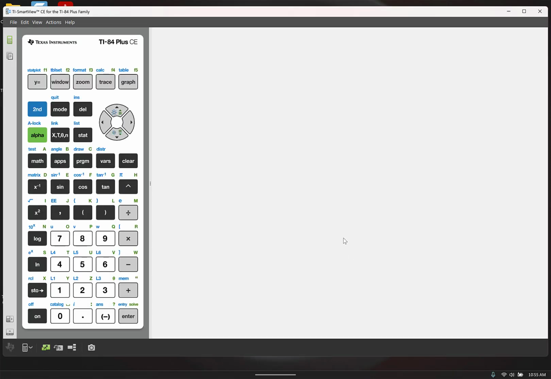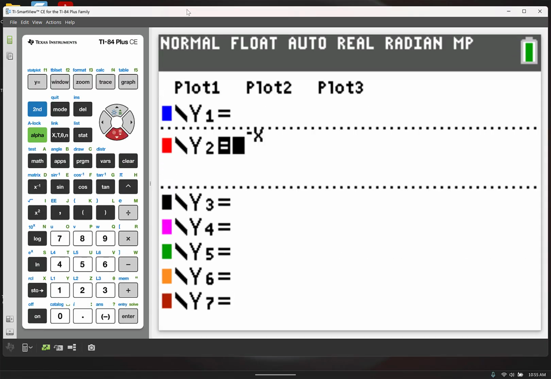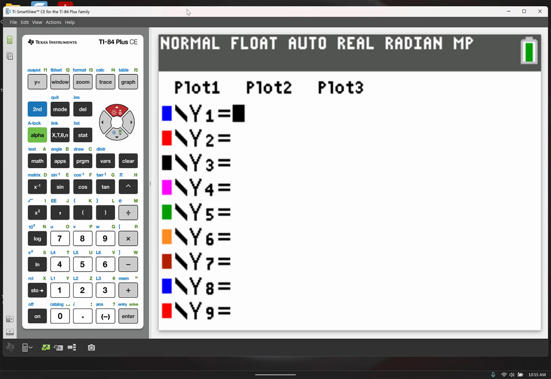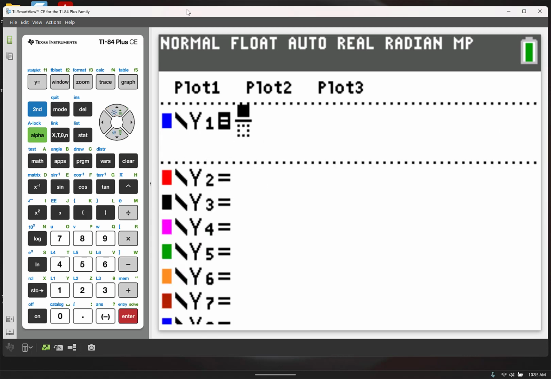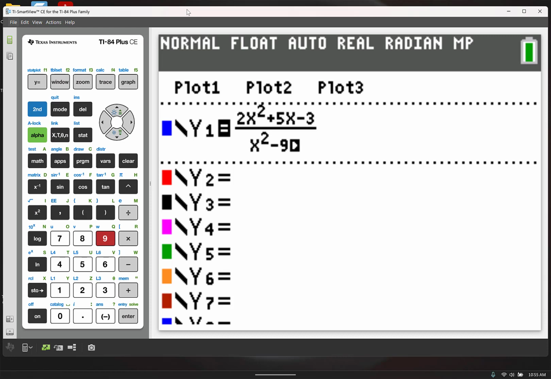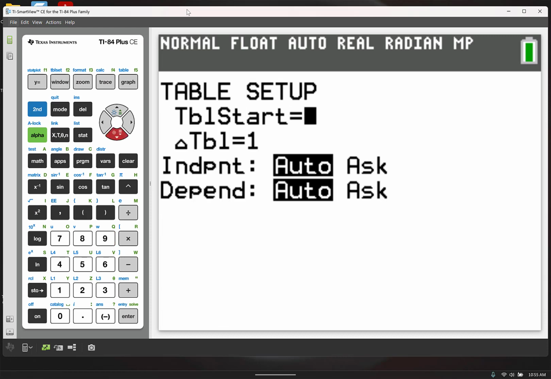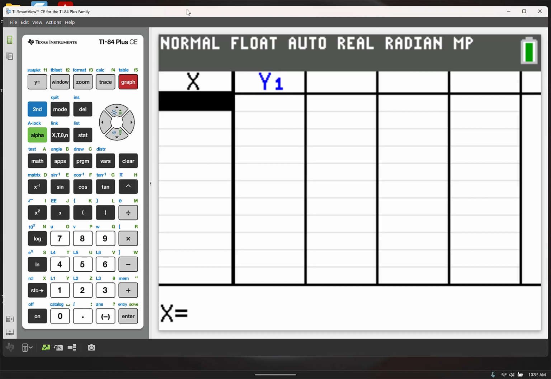All right, sorry guys. Give me the equation that I had on y1. My original one, 2x squared plus 5x minus 3, and in the bottom I had x squared minus 9. All right, check it out, guys. This is what I'm talking about. Look what's happening. I made my table blank. Look what's happening as I get closer and closer to 3.